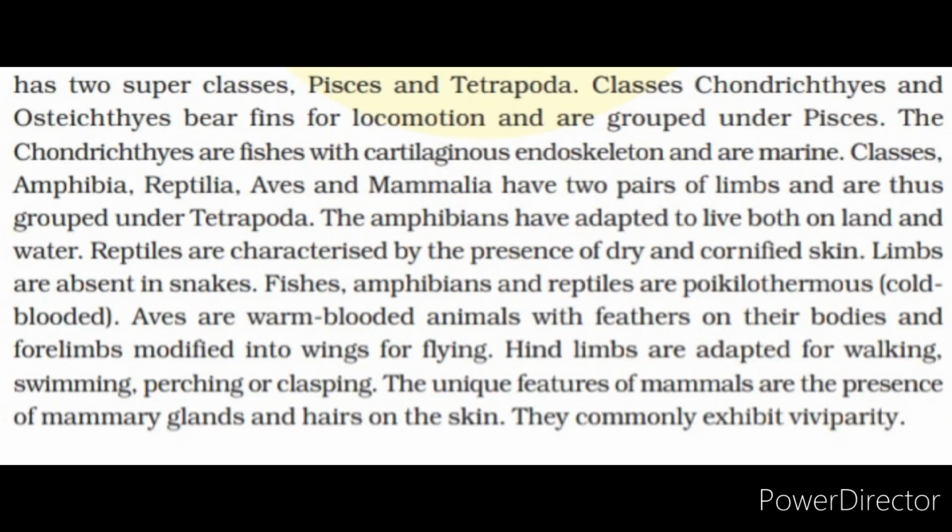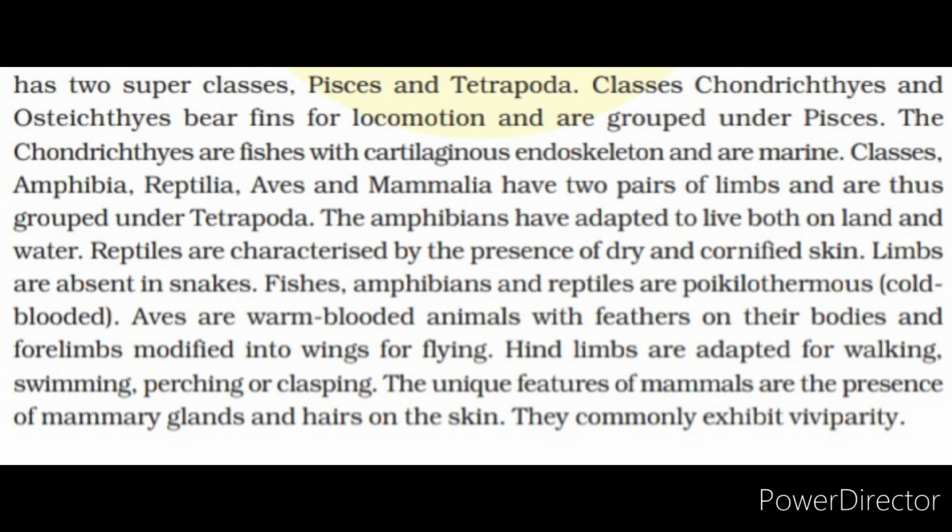Gnathostomata has two superclasses, Pisces and Tetrapoda. Classes Chondrichthyes and Osteichthyes bear fins for locomotion and are grouped under Pisces. The Chondrichthyes are fishes with cartilaginous endoskeleton and are marine. Classes Amphibia, Reptilia, Aves and Mammalia have two pairs of limbs and are thus grouped under Tetrapoda. The amphibians have adapted to live both on land and water. Reptiles are characterized by the presence of dry and cornified skin. Limbs are absent in snakes.